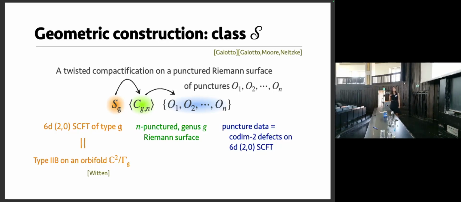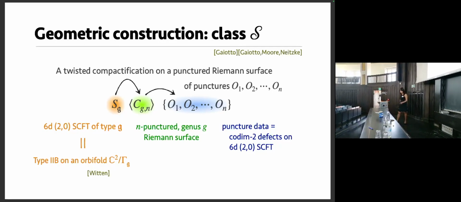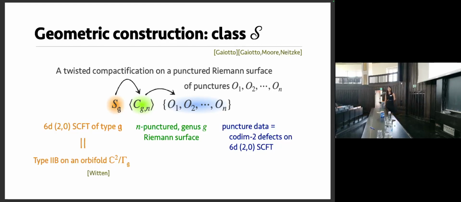And then from here, this is given as the type IIB theory on the orbifold C^2 mod Gamma. From this particular one, we can take the twisted compactification on a punctured Riemann surface. G is the genus of the Riemann surface, and n is the number of punctures. Individual punctures are then described by the puncture data, so that individually we'll have one assigned to each, and that will be given by the codimension 2 defect on this original 6d (2,0) superconformal field theory.